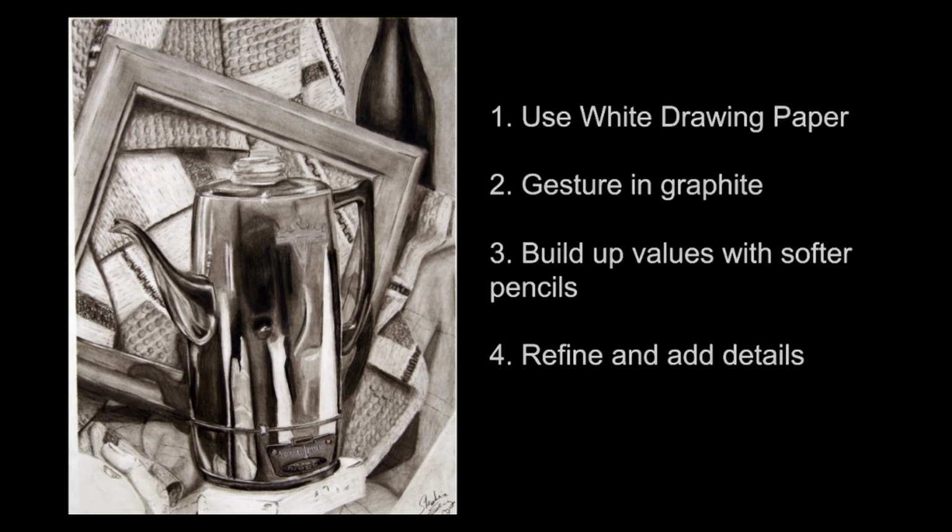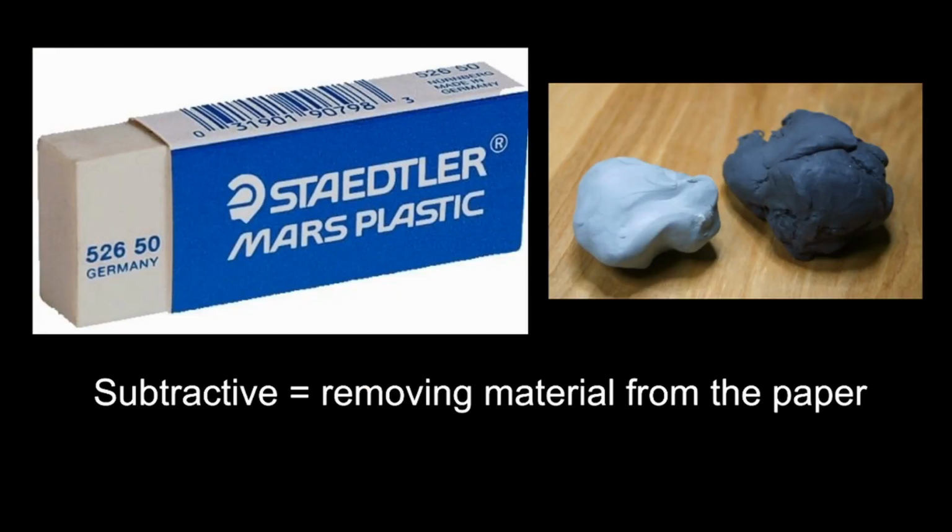So we're going to be working on our white paper. When we're doing additive, we're going to start off with the gesture drawing. We're going to build up our values. We might use softer pencils to get our darker values. And then we're going to refine and add details on top of that. And there's a demo that's going to cover all that kind of stuff that you definitely need to go check out.